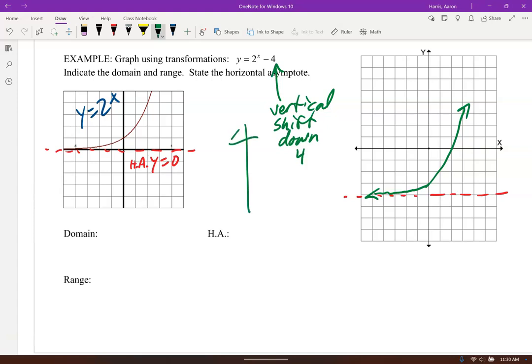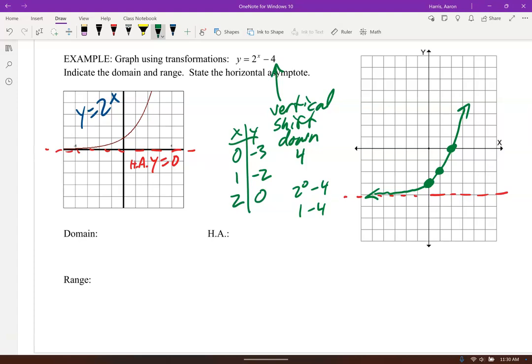And of course, again, you could plot some points if you weren't sure. Like, let's throw 0 in. 2 to the 0 is 1 minus 4, which is -3. So you have that point 0, -3 right there. Let's plug 1 in. 2 to the 1 is 2. 2 minus 4 is -2. So I got 1, -2 right there. Let's plug 2 in. 2 squared is 4. 4 minus 4 is 0. There's 2, 0, and so on, right? You could plot a bunch of points.